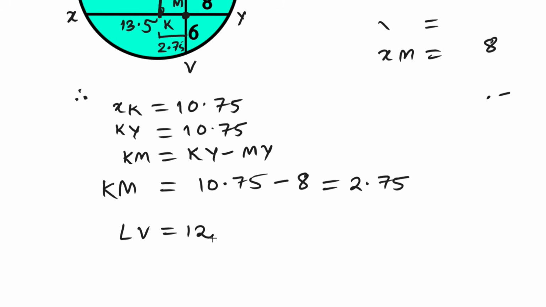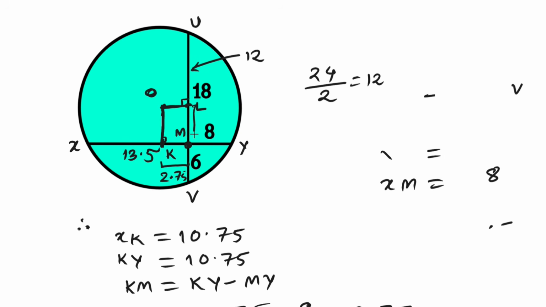Since MV equals 6 units, we can find LM by subtracting. LM equals 12 minus 6, which gives 6 units. Notice there's something very useful here. The distance from the center of the circle to the horizontal chord is the same as LM, so OK equals 6 units. Now we are ready for the final step.